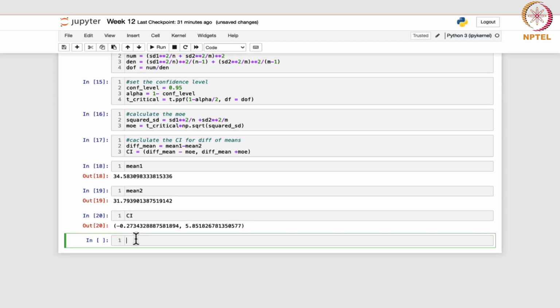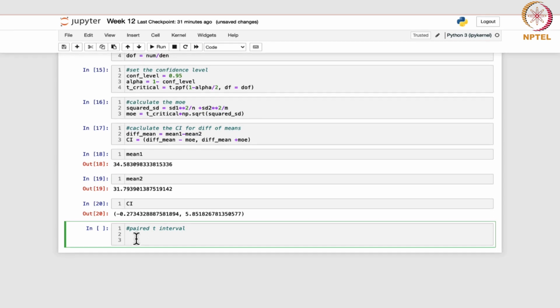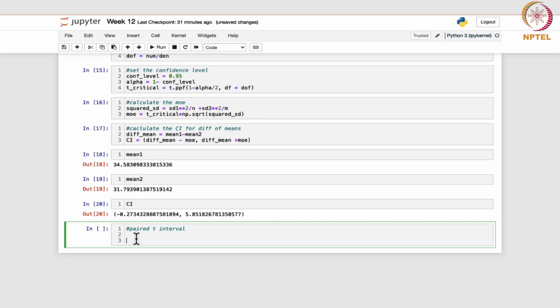So the third case for your confidence interval, in case of two samples, is the paired T interval. So let us see what we do in this case. If you remember, since it is a paired sample, we will have D bar plus or minus T alpha by 2, n minus 1, into SD divided by square root of n, right? So we already have the necessary libraries. So let us just write the sample data.